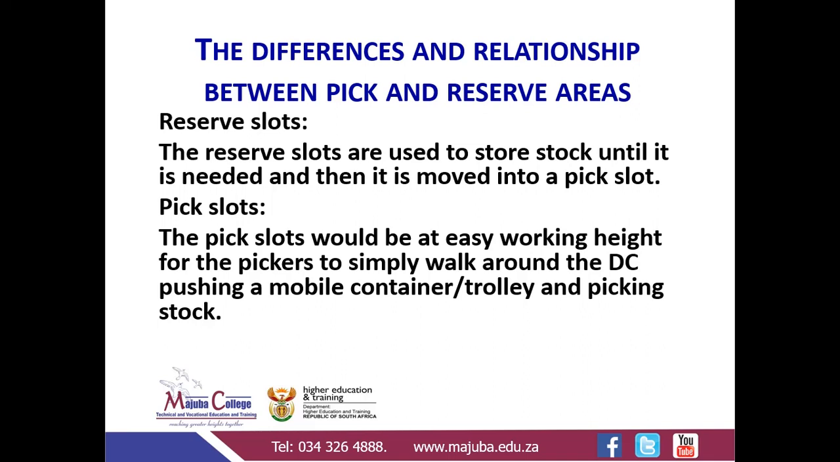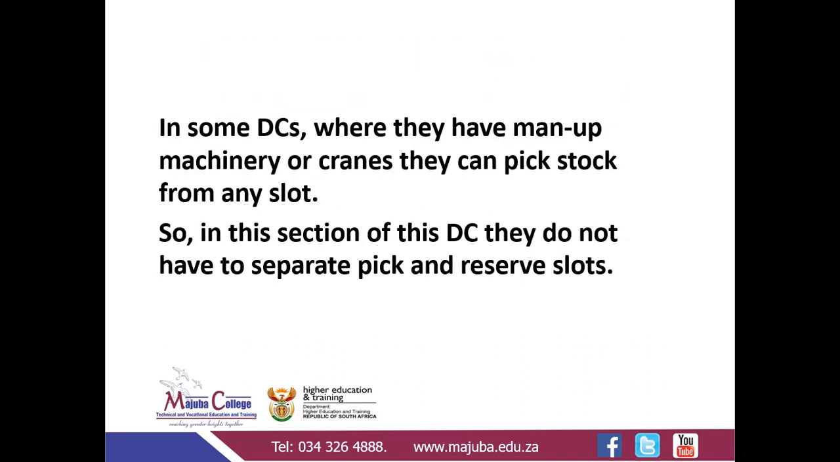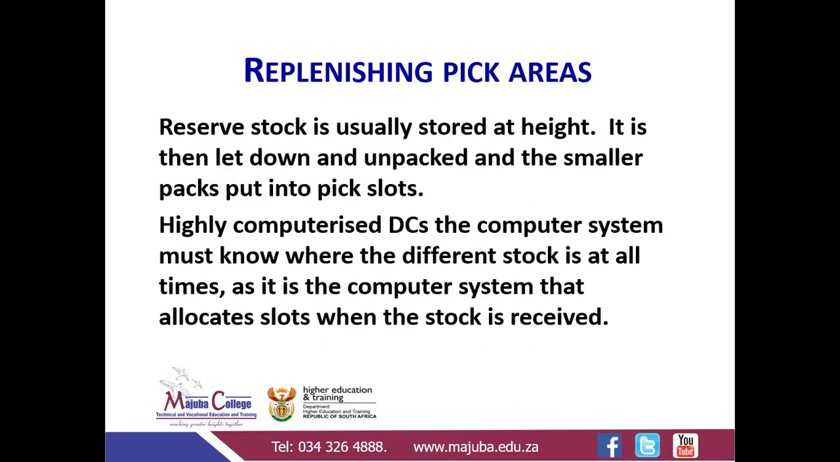When we receive our orders, we move our products from our reserve slot into our peak slot. Our peak slot is where our pickers go to pick the orders needed by our retail stores. A peak slot is normally an easy-to-reach rack where pickers can just go and pick whatever product is needed. Some distribution centers have machinery or cranes that can pick stock from any slot, so they do not separate pick slots and reserve slots.